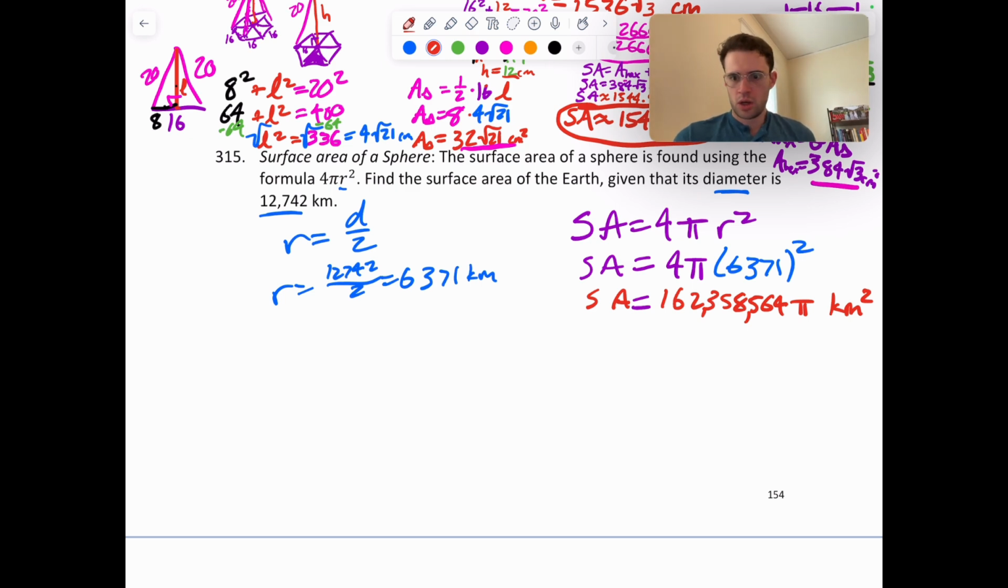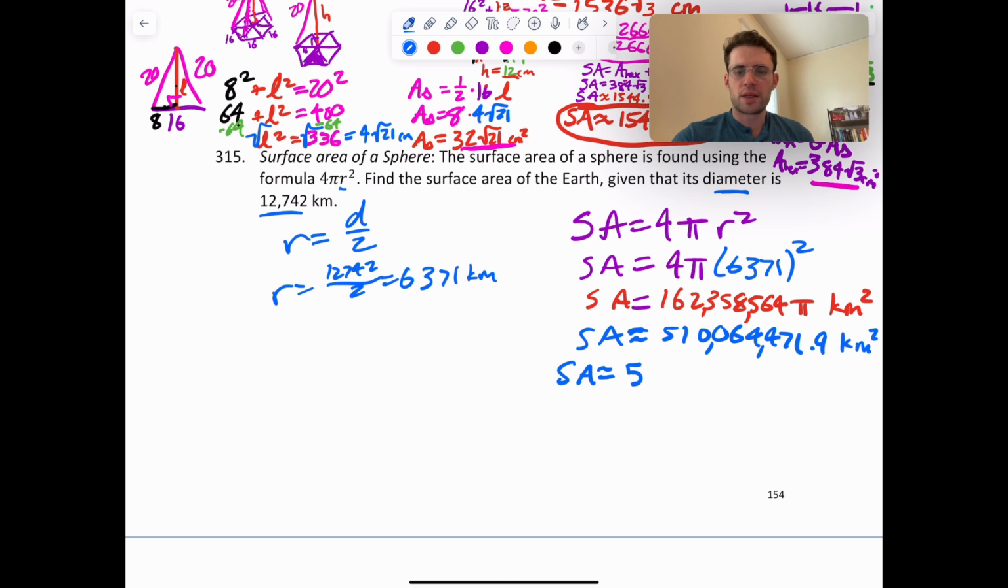So type in 162,358,564 times pi. And now it's giving me surface area is 510,064,471.9 square kilometers. That's rounded, right? So it's about equal to that. And it's rounding anyway, I would just put it in scientific notation. So for scientific notation, we'll put one digit before the decimal place. So in this case, we'll do 5.1. You could go 5.1006444719. I'm just going to round it to the nearest hundredth.